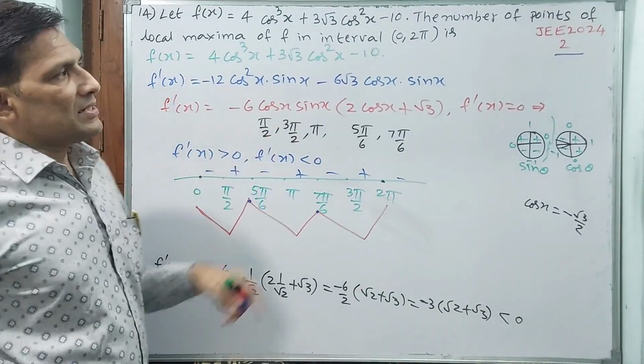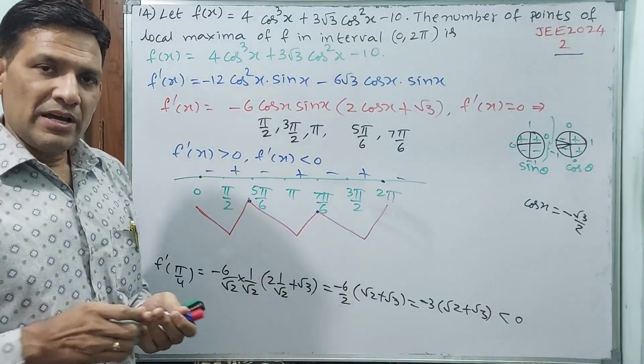2 points. 7 pi by 6, 5 pi by 6. That is the answer. Okay. Let us go for next question.